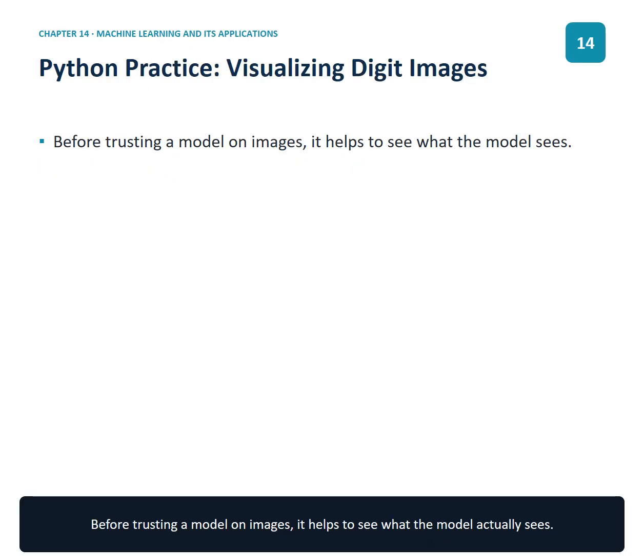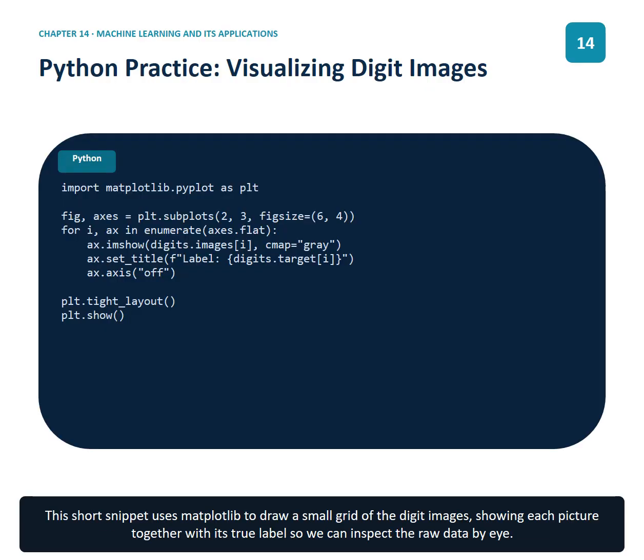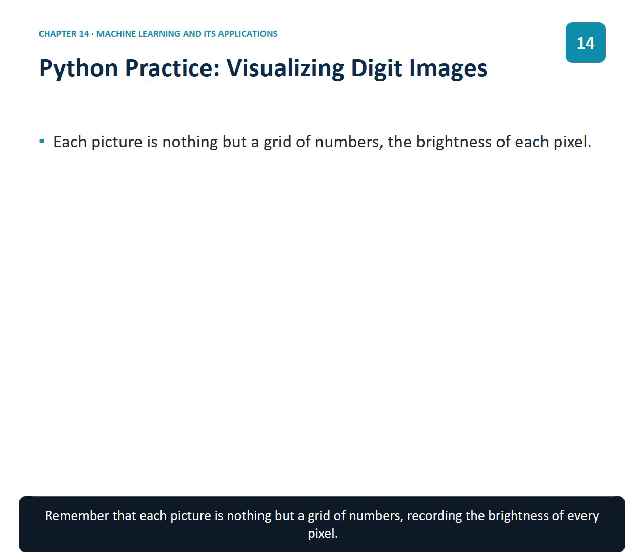Before trusting a model on images, it helps to see what the model actually sees. This short snippet uses Matplotlib to draw a small grid of the digit images, showing each picture together with its true label so we can inspect the raw data by eye. Remember that each picture is nothing but a grid of numbers, recording the brightness of every pixel.